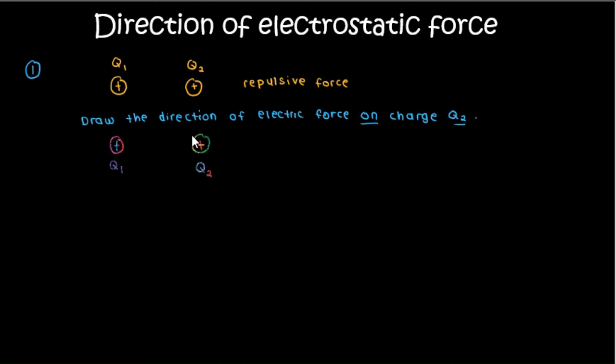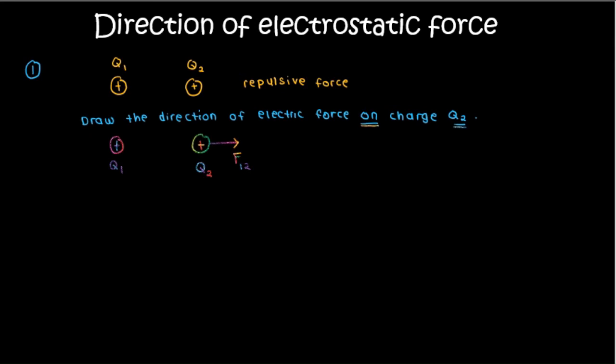Repulsive force means that they will repel each other, moving away from each other. On charge Q2 means that your focus is on charge Q2 only, and it wants to move away from Q1. Moving away means that it will move to the right. How do you label it? It is F of 1 on charge 2, so F12. This is how you draw the direction of electric force.